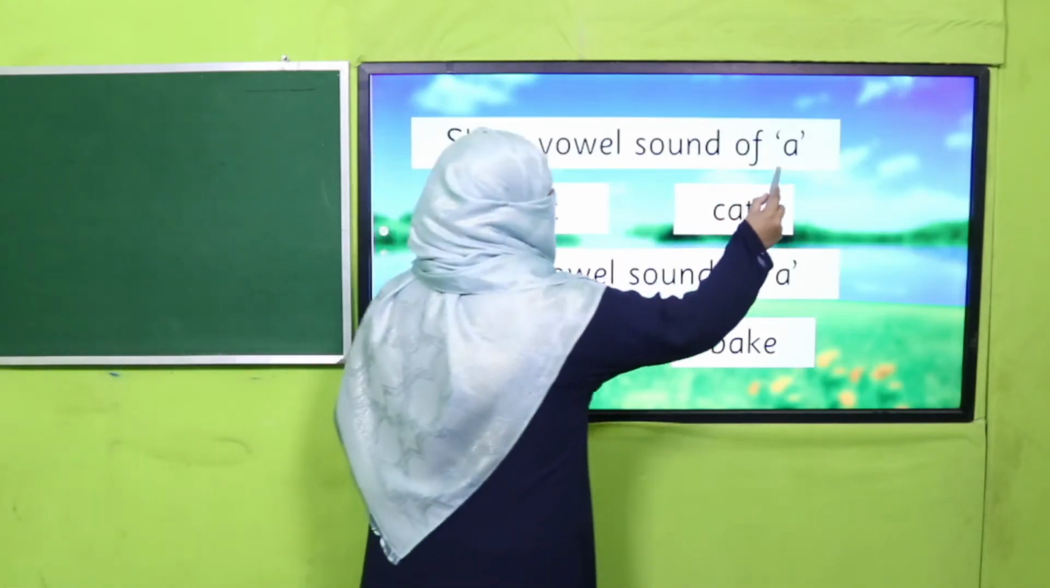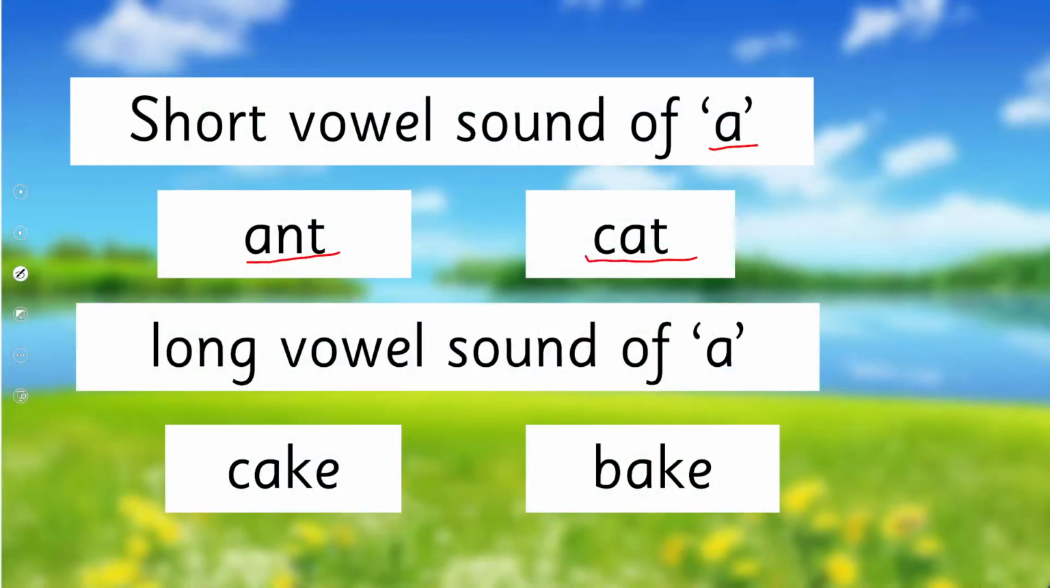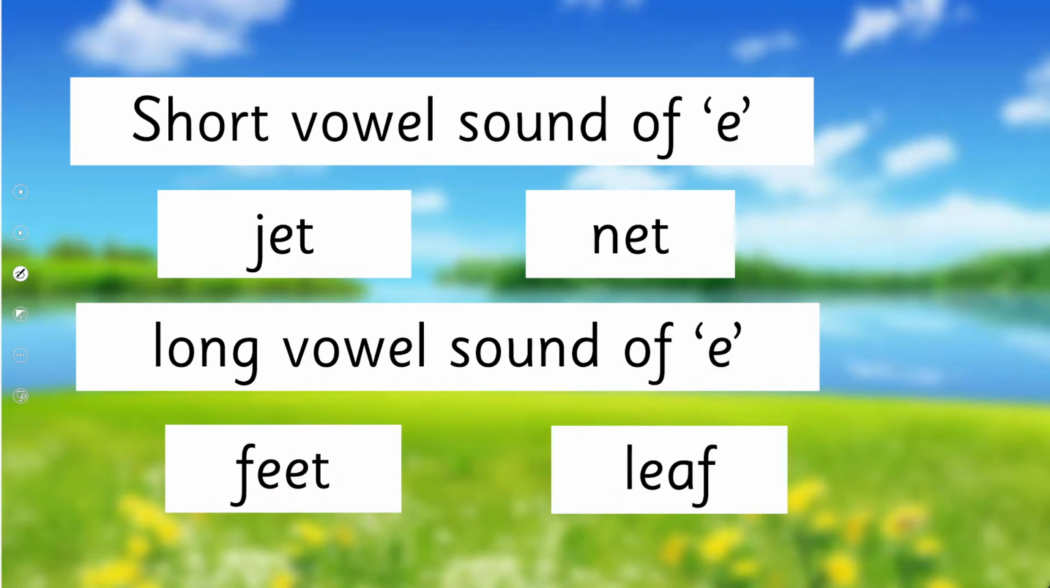I hope you remember. So let's learn further and let's say some words. The short vowel sound of A is A, as in ant, and as cat. The long vowel sound of A is A, as in cake, bake. Again, you can see it's bossy E, so it makes this A give its long sound, that is A. The short vowel sound of E is E, as in jet and net, and long vowel sound of E is E, as in feed and leaf.